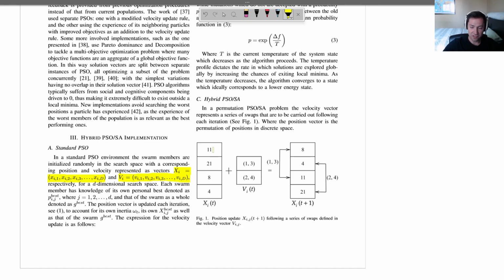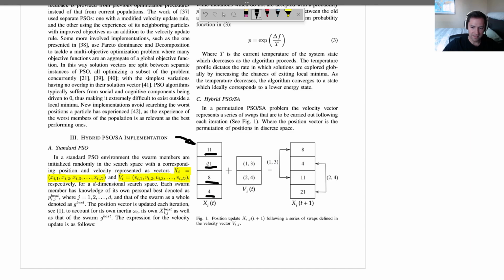So the position vector can just be, let's say, an arrangement of 4 numbers here: 11, 21, 8, and 4. Let's say the combinatorial optimization problem is that there's some sort of loss or global function, and we want the final arrangement to be 8, 4, 11, 21, but we don't know if that's the case. So the question is, how can we perturb this space such that we get 8, 4, 11, 21?